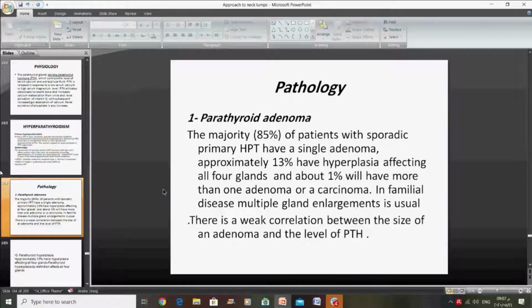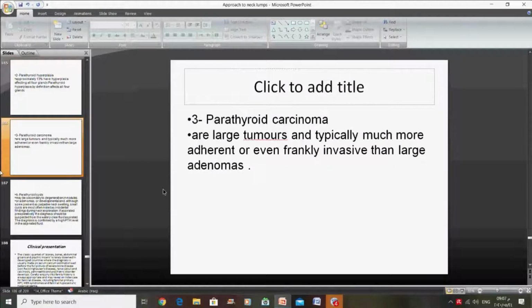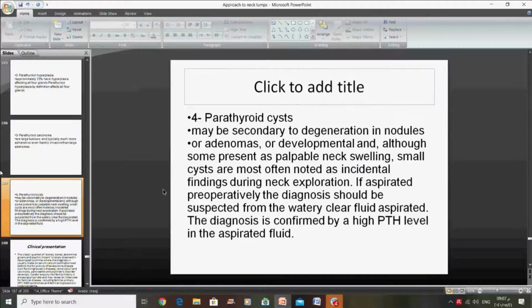There is a weak correlation between the size of the adenoma and the level of the parathyroid hormone, meaning that a larger parathyroid does not necessarily secrete a larger amount of hormone. As we said, 13% of the cases of primary hyperparathyroidism are due to hyperplasia, which affects all 4 parathyroid glands. Also parathyroid carcinoma and parathyroid cyst, which is due to degeneration in the nodules or adenoma, or developmental. The characteristic feature of a cyst on aspiration is that the fluid is water-clear, and if we send the fluid for parathyroid hormone, we will see the parathyroid hormone levels in the aspirated fluid.